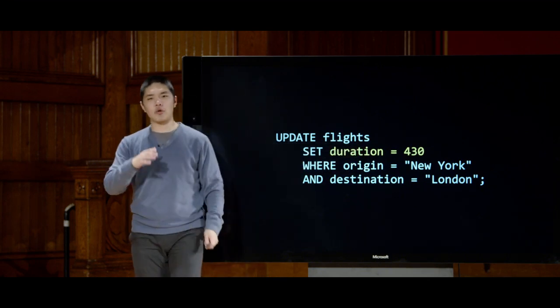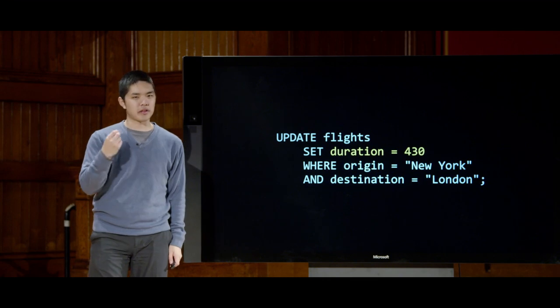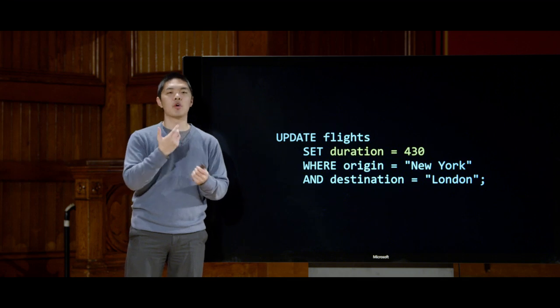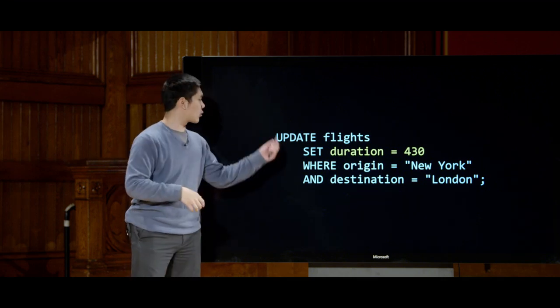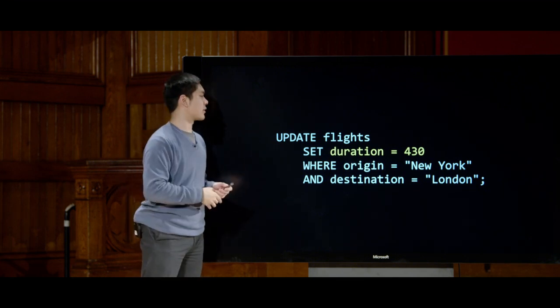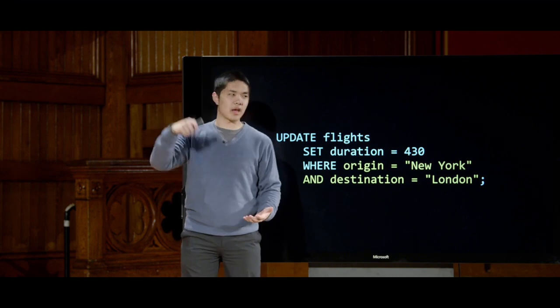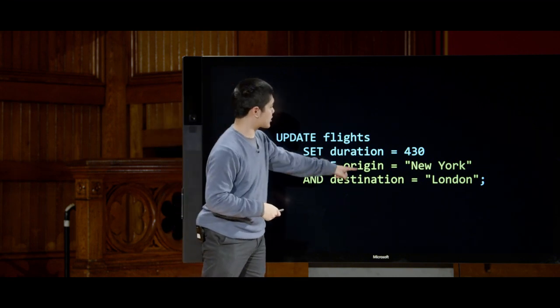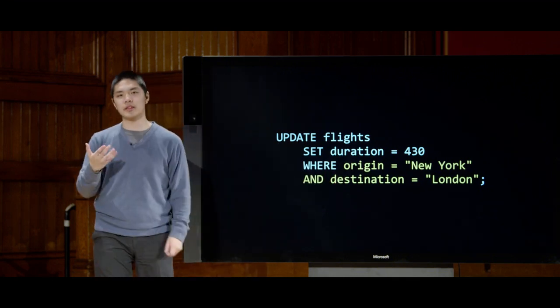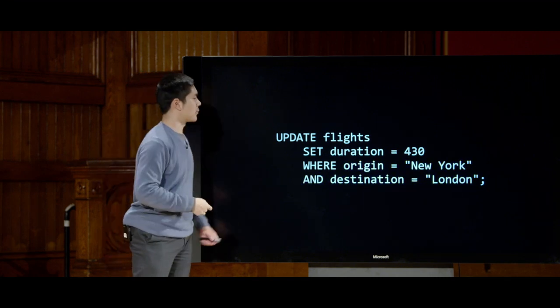But of course, I don't want to change it to 430 for every single flight. Just as in a select clause, I could say where something equals something, or where and then some other clause to specify where I want the rows to be selected from. Likewise, to an update, I can say set duration equal to 430 where a particular condition is true. So here, I'm going to look through the flights table, find myself all of the flights where the origin is New York and the destination is London. And for those rows, I'm going to update the value of the duration column, setting the duration column equal to 430. So using that syntax, I can take data and update it, changing one value to another value by pinpointing which row or rows I would like to change.